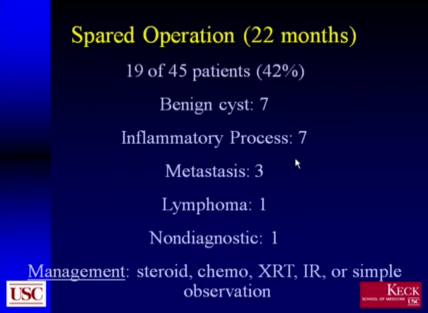19 of our 45 patients were spared surgery. 7 of these had benign cysts. 7 of them had inflammatory processes. 3 were diagnosed with metastatic disease, 1 with lymphoma, and 1 had a non-diagnostic result that was followed. And again, the management of these tends to be various steroids, chemotherapy, radiation, intervention, or even non-surgical intervention or simple observation.